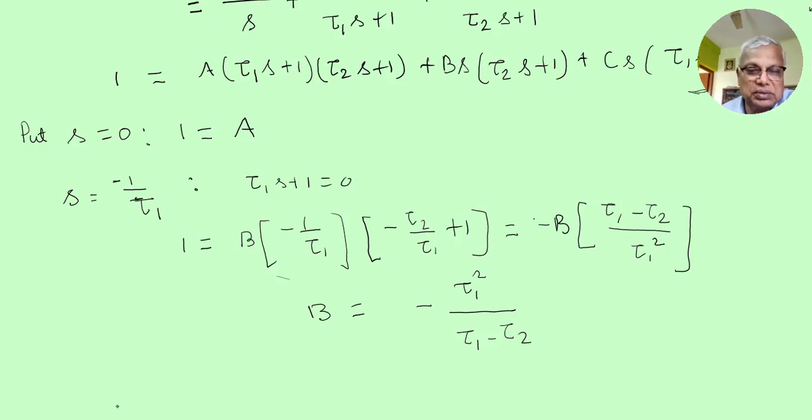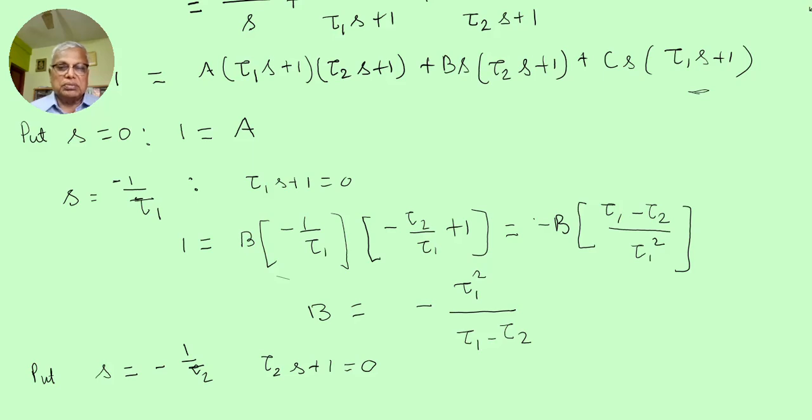Okay, so next let us substitute s equal to minus 1 by tau 2. So here tau 2 s plus 1 will become 0. If you substitute this, the B term becomes 0, since wherever there is tau 2 s plus 1, that term becomes 0. The A term also becomes 0. So you are left with only C.